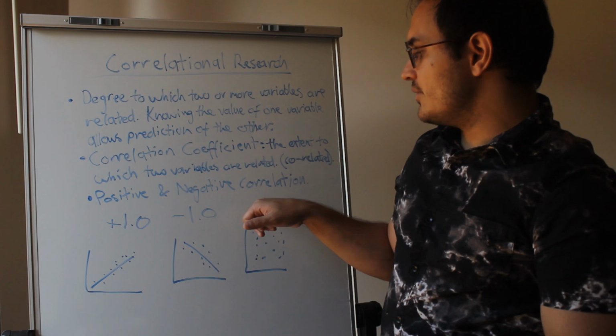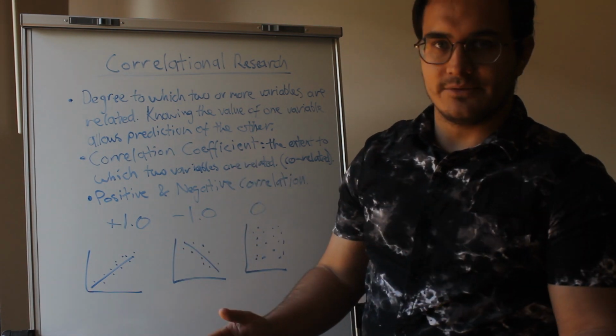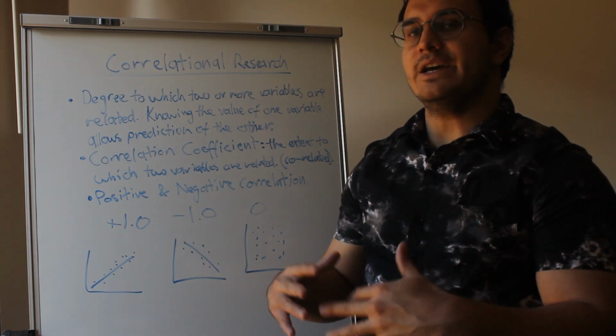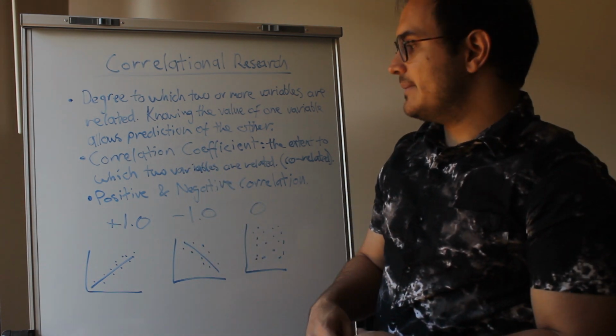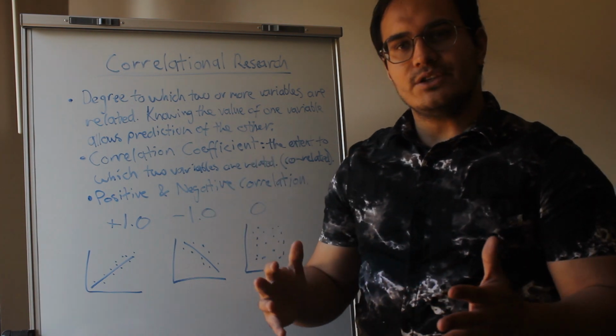All right, and now 0 means they're not correlated at all. They're not positively correlated or negatively correlated. There's no real relationship there. So that's basically all you really need to know for correlational research.